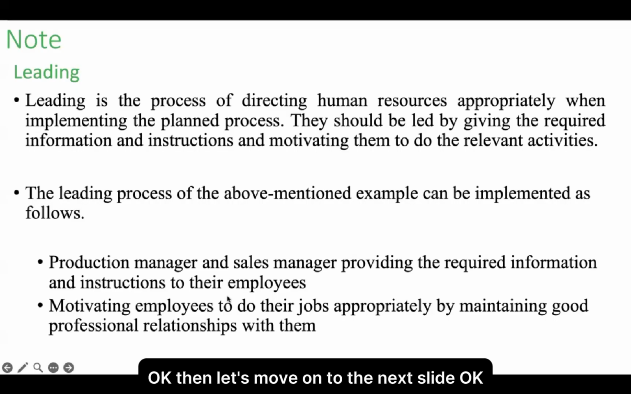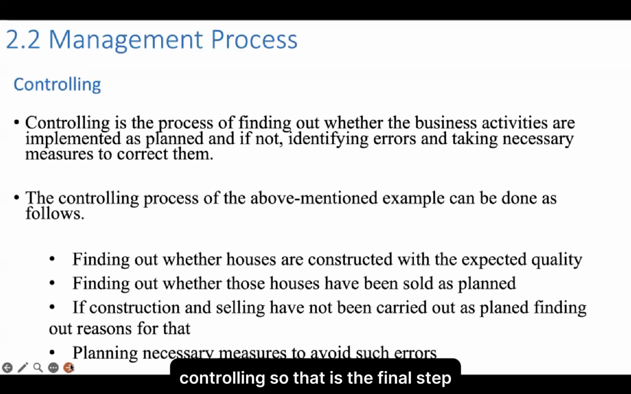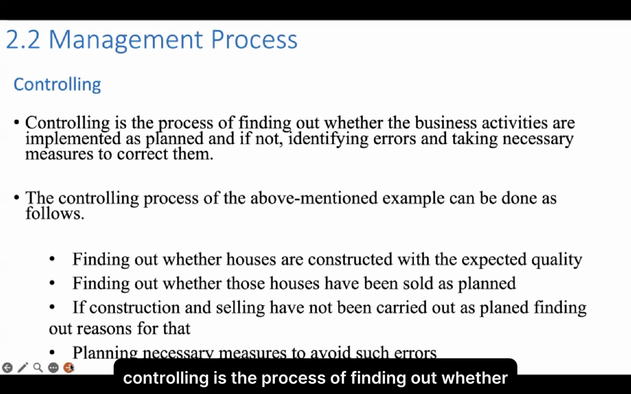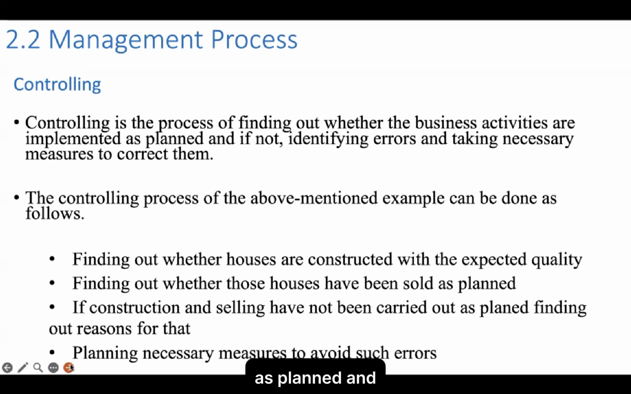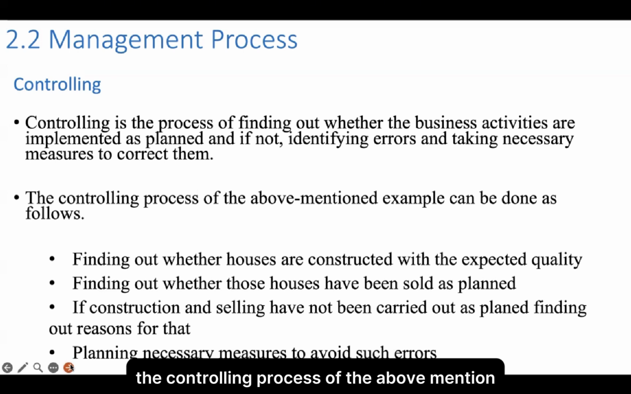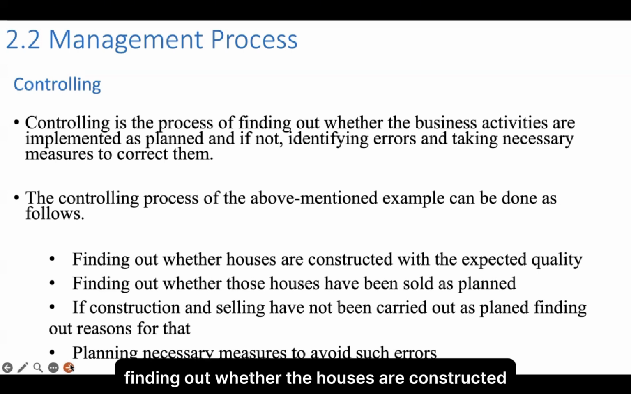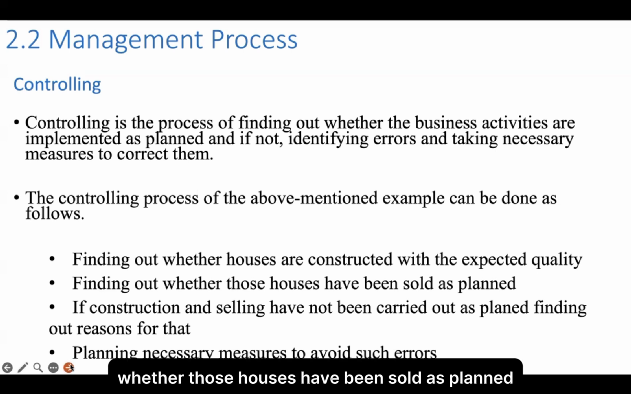Okay, then let's move on to the next slide. Controlling. So that is the final step. Controlling is the process of finding out whether business activities are implemented as planned, and if not, identifying errors and taking the necessary measures to correct them. The controlling process of the above mentioned example can be done as follows. Finding out whether the houses are constructed within the expected quality. Finding out whether those houses have been sold as planned.